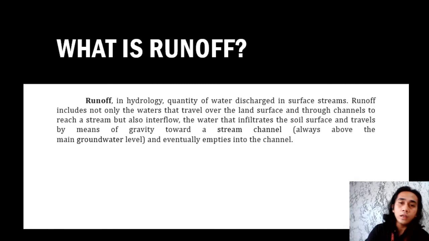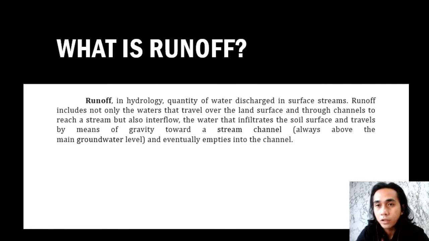So next, what is runoff? So runoff in hydrology is a quantity of water discharged in surface streams. So runoff includes not only waters that travel over the land surface and through channels to reach a stream, but also interflow, the water that infiltrates the soil surface and travels by means of gravity toward the stream channel and eventually empties into the channel.